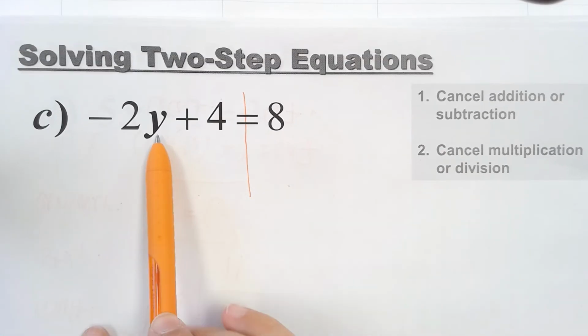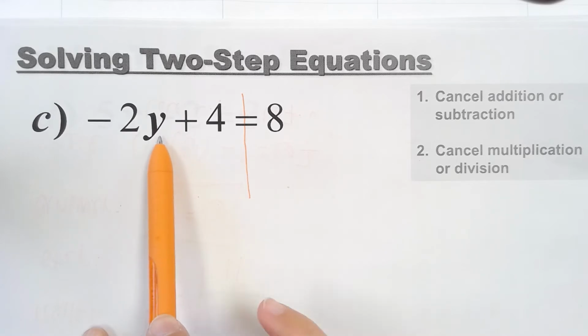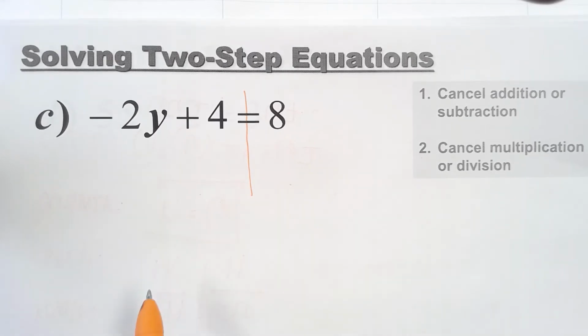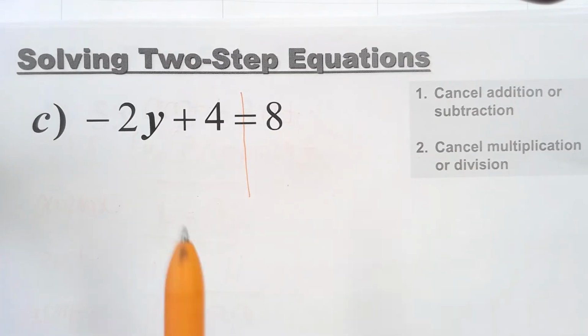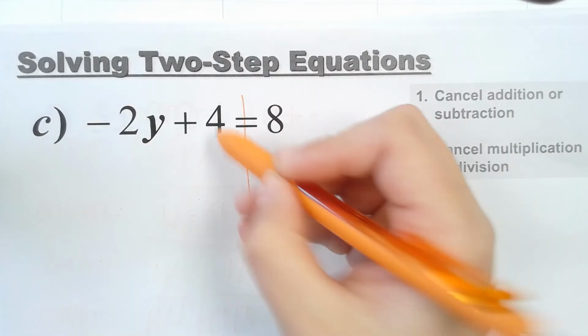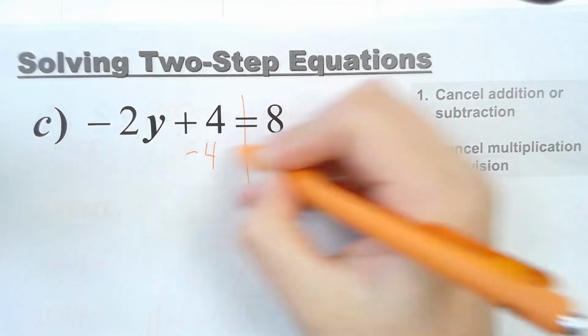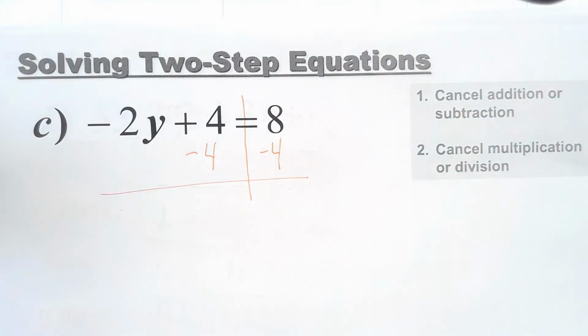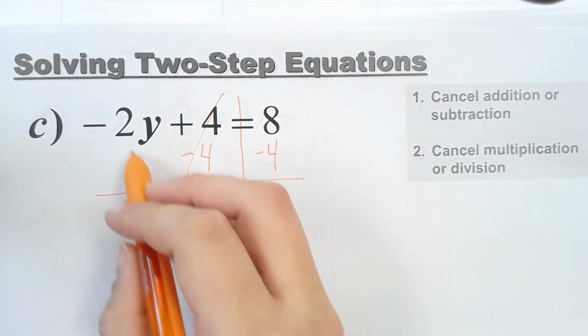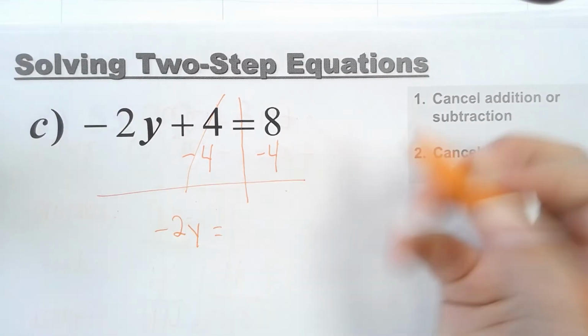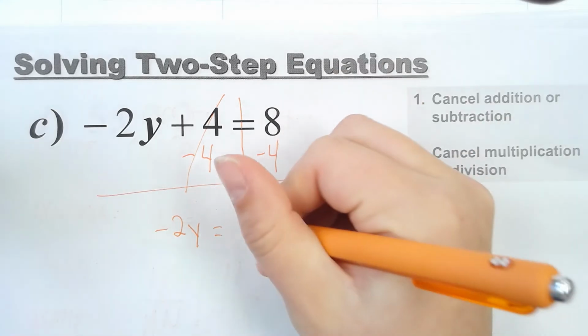And when I'm looking at the left side, I need to first move the number that's the constant. And the constant is going to be the one that's either adding or subtracting. So the number that we need to move first is this plus 4. Okay, so if I want to move that plus 4, what I need to do is do the opposite of adding 4, which is subtracting 4. So my plus 4 minus 4 will cancel. I'm left with negative 2y equals, and then 8 minus 4 is 4.